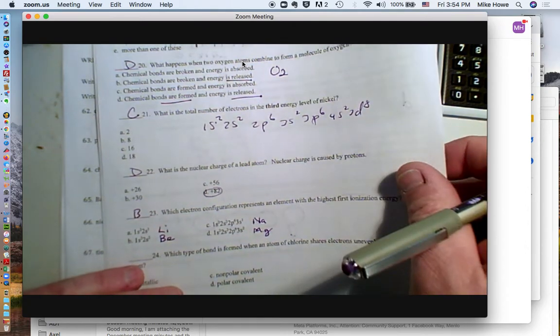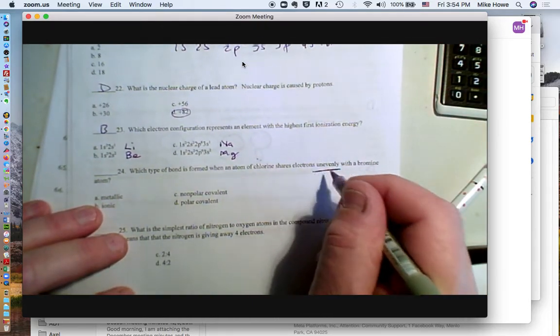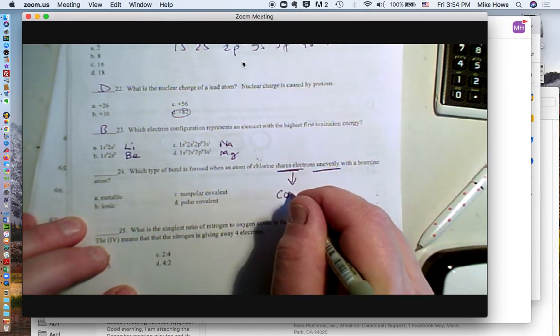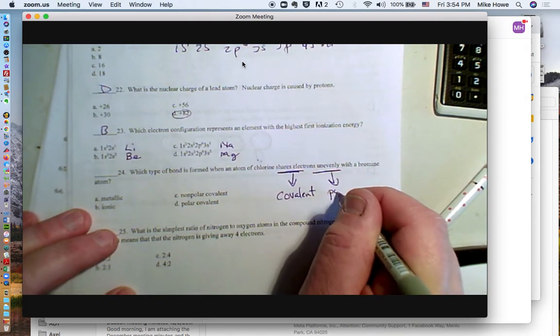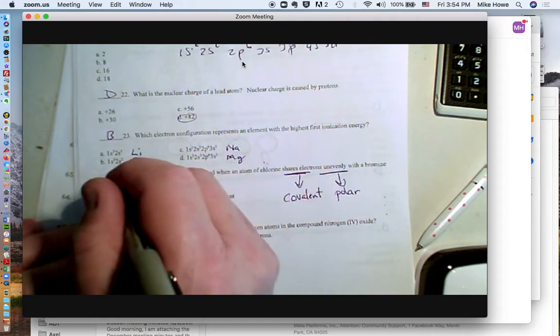Which type of bond is formed when an atom of chlorine shares electrons unevenly? Uneven. But they're sharing electrons. So sharing electrons means covalent. Unevenly means polar covalent. There's going to be a positive end and a negative end.